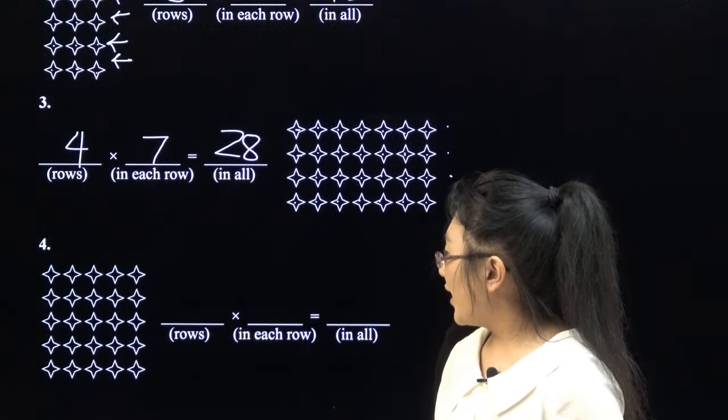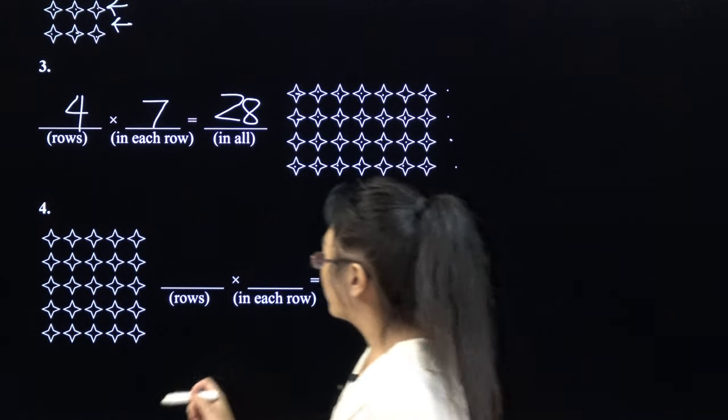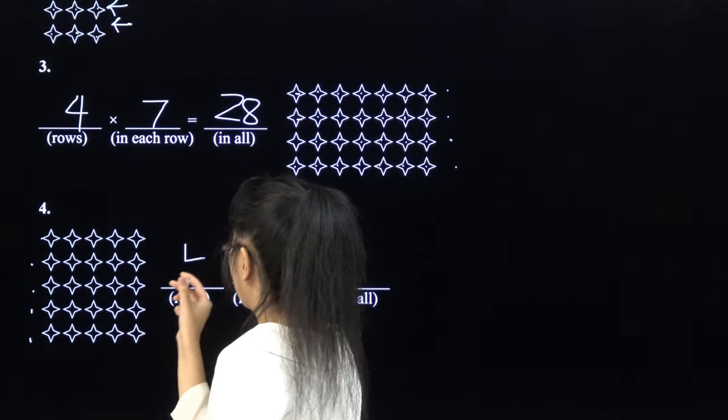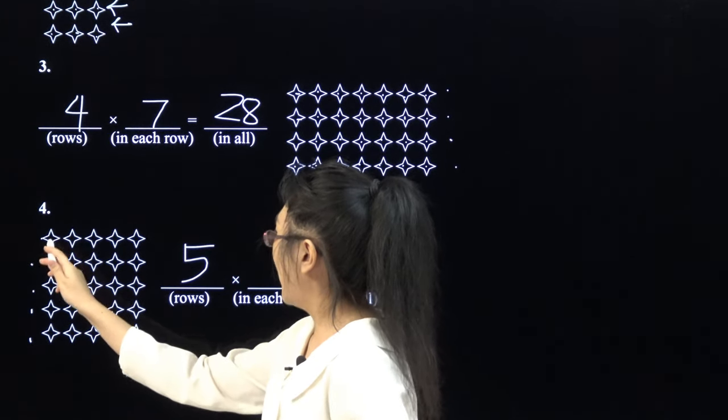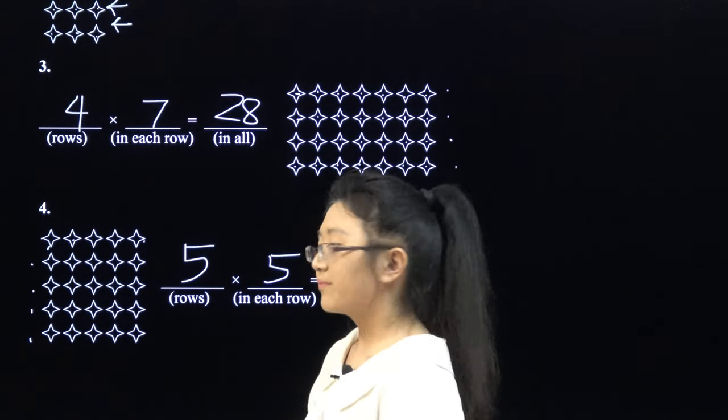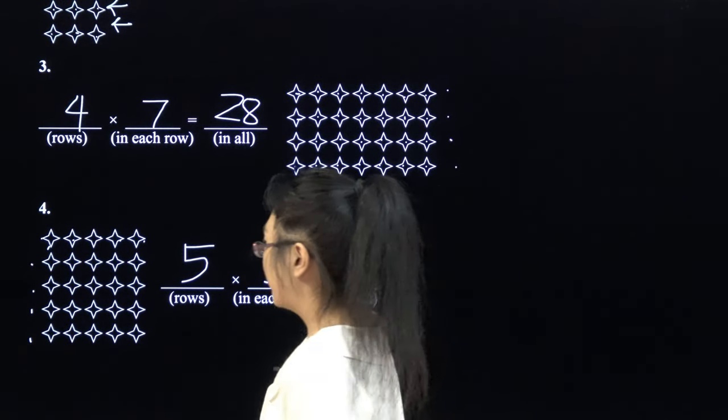Now, our last array has 1, 2, 3, 4, 5 rows, and 1, 2, 3, 4, 5 stars in each row. How many stars are there in all, though?